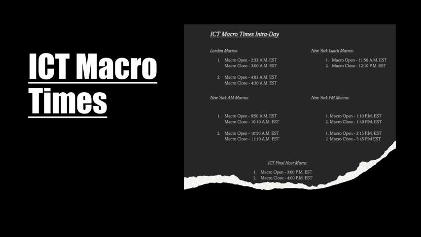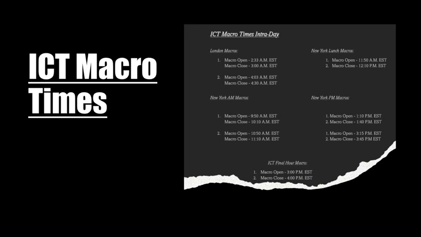If it doesn't do that, what it's going to do is take out liquidity before the macro time, and once the macro time starts, it's going to have the distribution move during New York lunch hour macro, which is from 11:50 a.m. to 12:10 p.m. Okay? So that's the first cheat code.